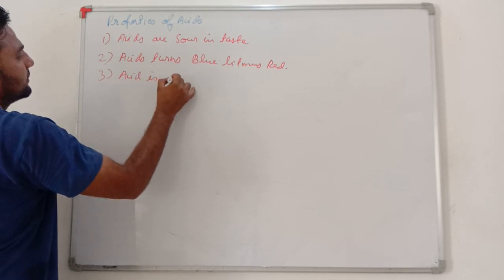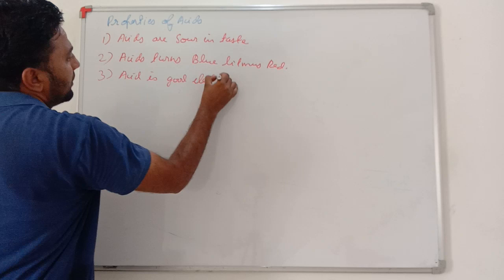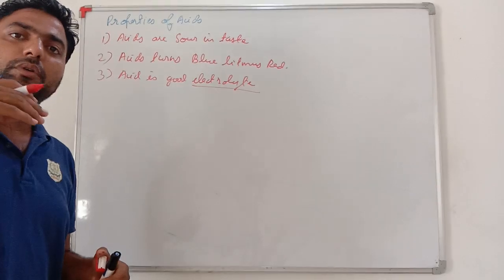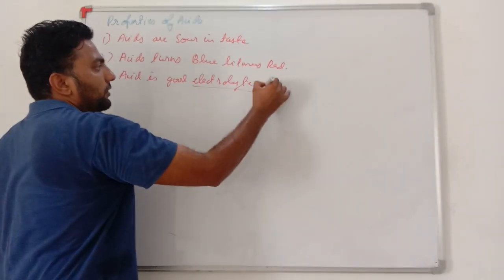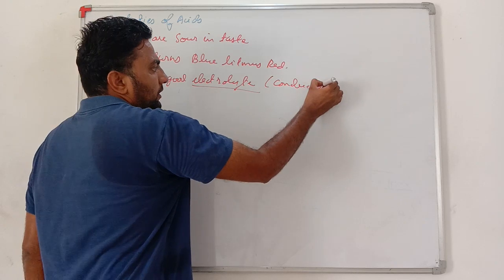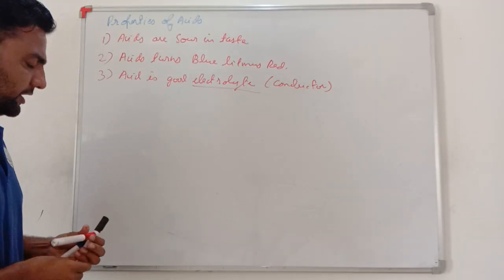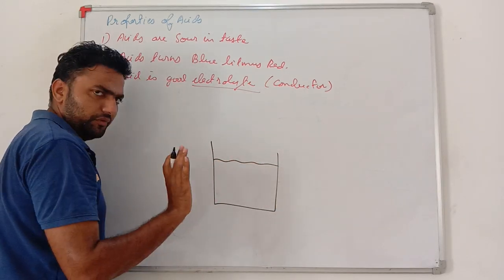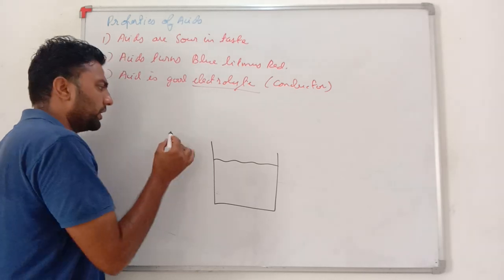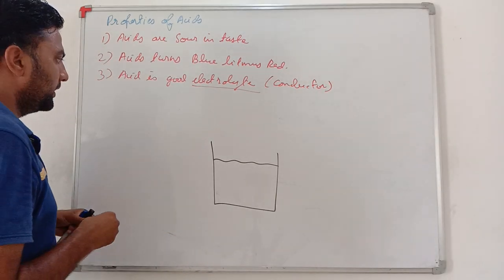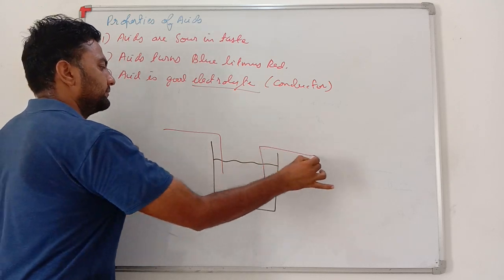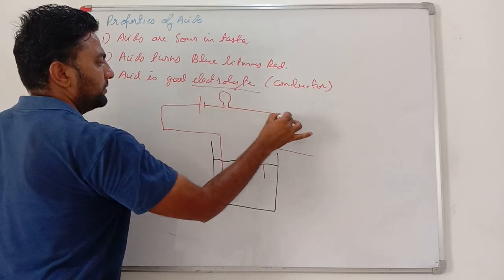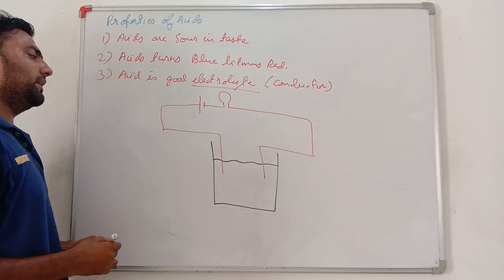Third, acid is a good electrolyte. As you all know, if I am using the word electrolyte, it means a good conducting solution, or I can say conductor. How? Now we will see. See my dear students, if I am taking pure water, you all know pure water is a poor conductor, and I have put a wire. It is connected to a battery, and here is a bulb. This circuit is complete, current is flowing.